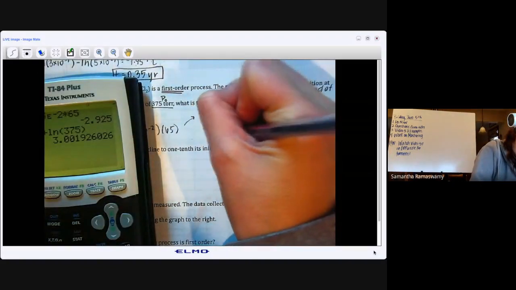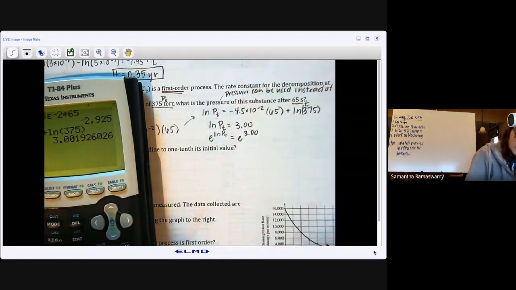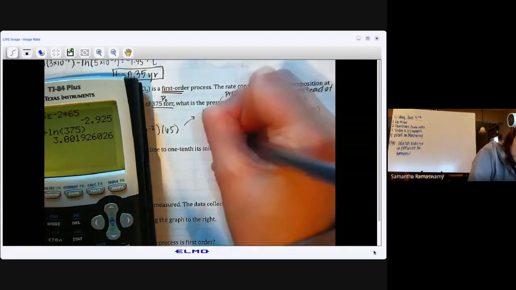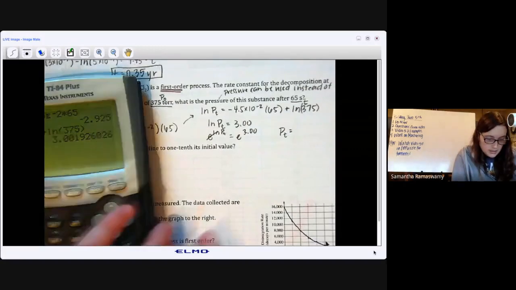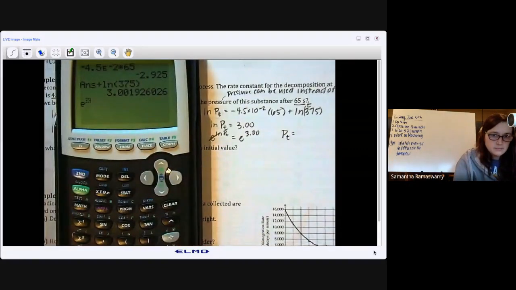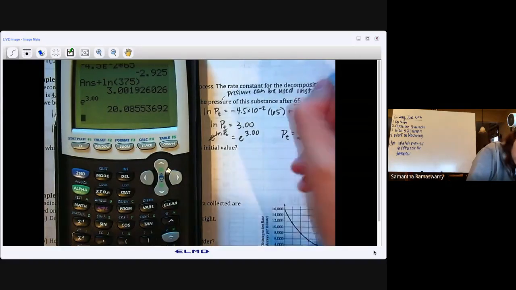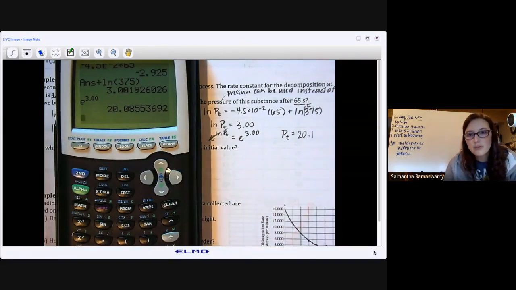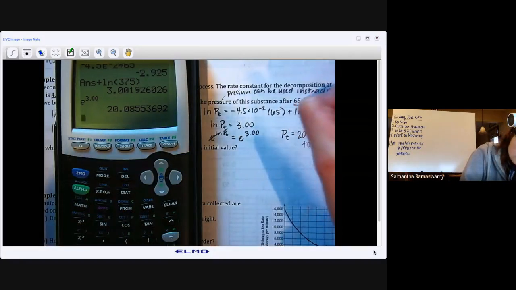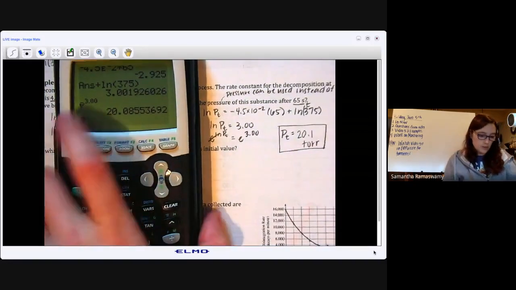So I'm going to do e to the ln equals e to the third. That gets rid of this. So in your calculator, hit second ln. You get 20.1. This is pressure. Pay attention to what variable you're solving for, what your units are. P is pressure. Pressure was given in torr. Pressure will end in torr. Right, 20.1.